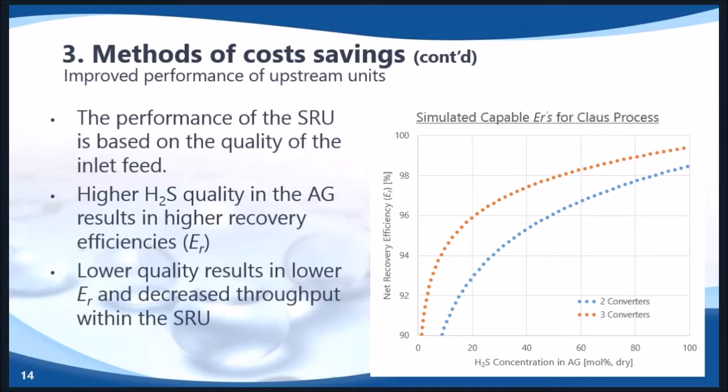Improving the feed stream can be done in a number of ways. For one, you could reduce the amount of hydrocarbons, reduce the amount of BTEX components, reduce the amount of ammonia in your amine acid gas, and reduce that CO2 number. Invariably, what you're doing is you're trying to increase that H2S quality and increase the quality of your acid gas stream. Increasing your acid gas quality increases your net recovery efficiency, which decreases the likelihood that you'll have those emission violations and thus decreasing your costs.